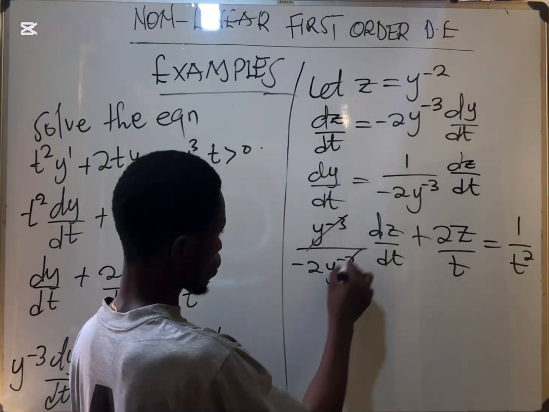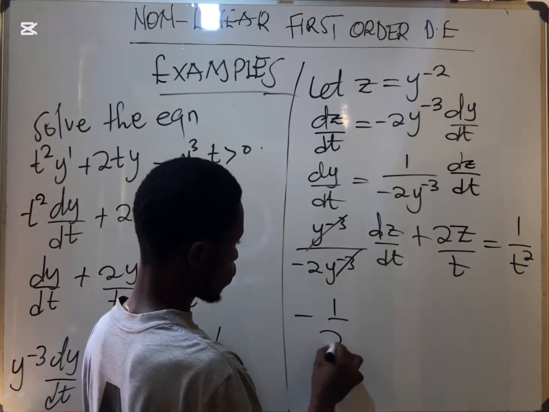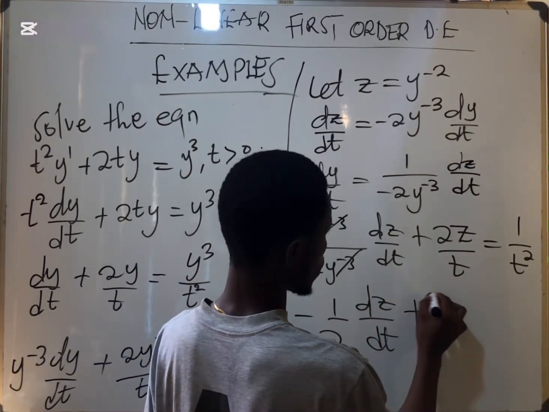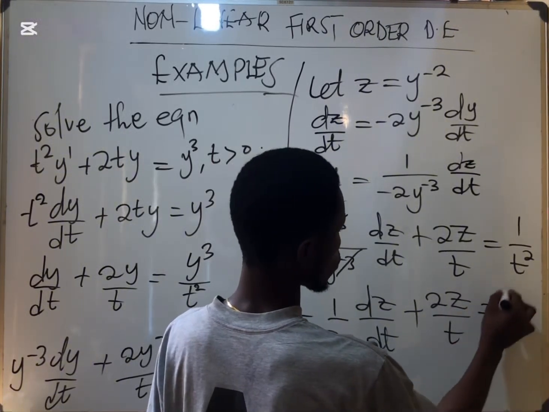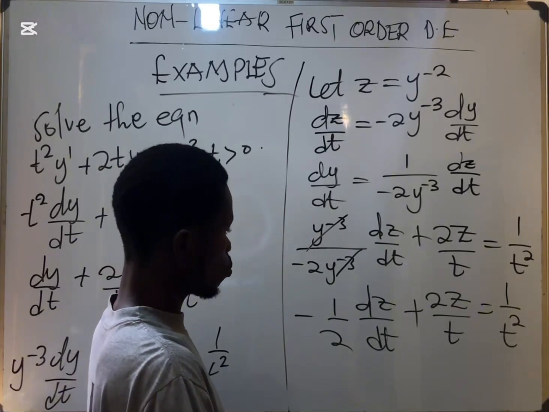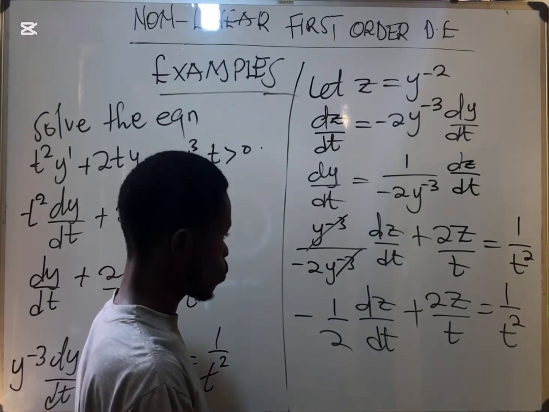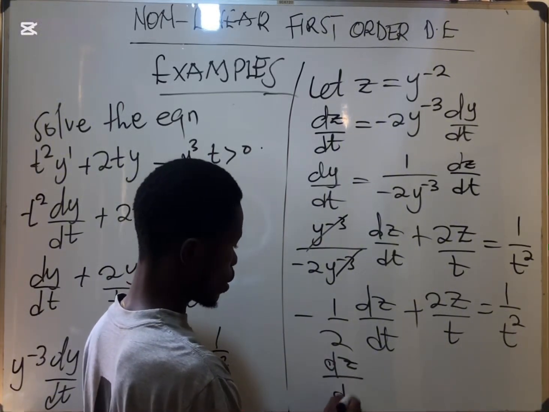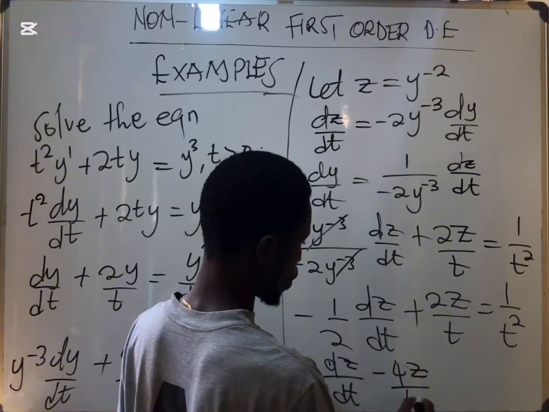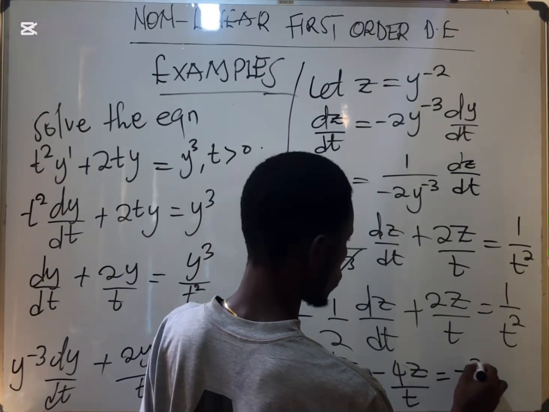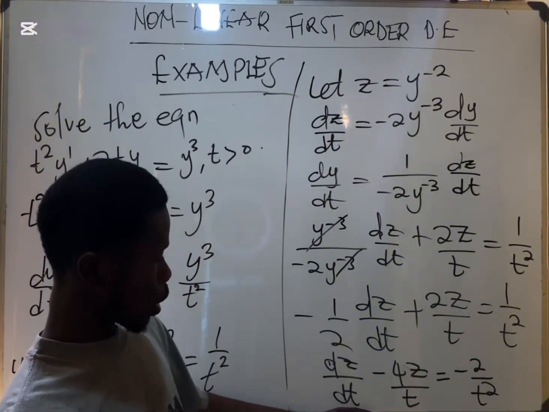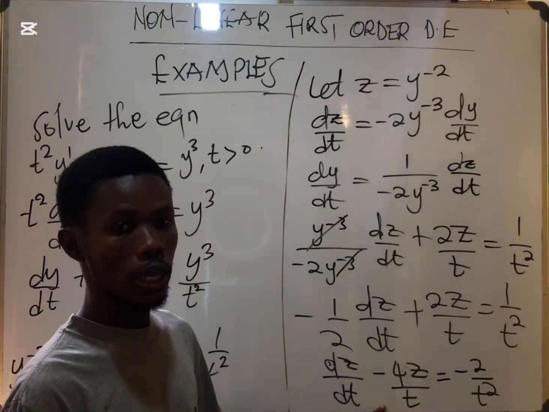Now, this one will cancel this. So I'm having negative 1 over 2 dz/dt plus 2z over t equals 1 over t squared. Now when you have this, let's multiply by the negative 2. So I'm going to have dz/dt minus 4z over t equals minus 2 over t squared. So now you realize that this one becomes linear.